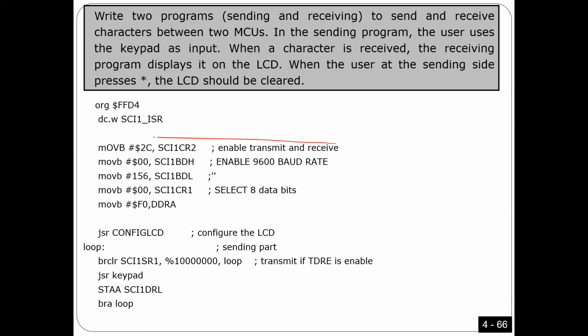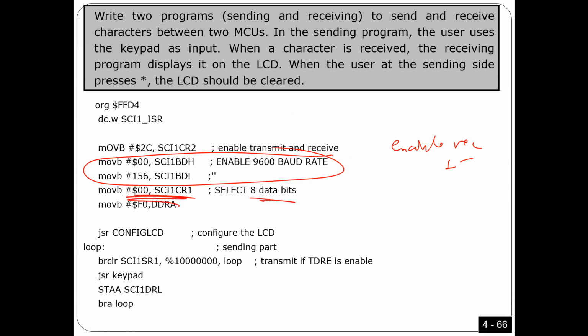You have to do this one. This one, you should enable transmit and receiver, plus you should enable interrupts, receiver interrupts. Okay, this is one for these two. Okay, for the baud rate, this one is to tell whether you want to select 8 data bits or 9 data bits. Is that okay? So that's it.